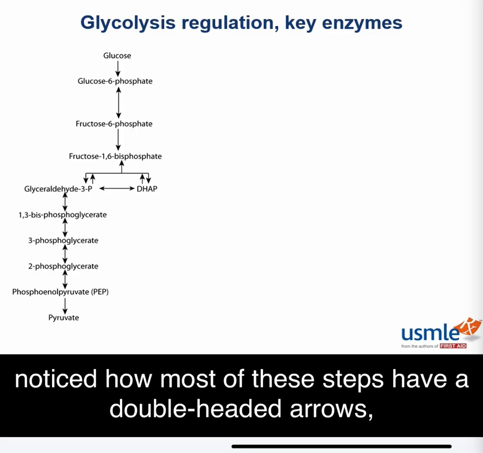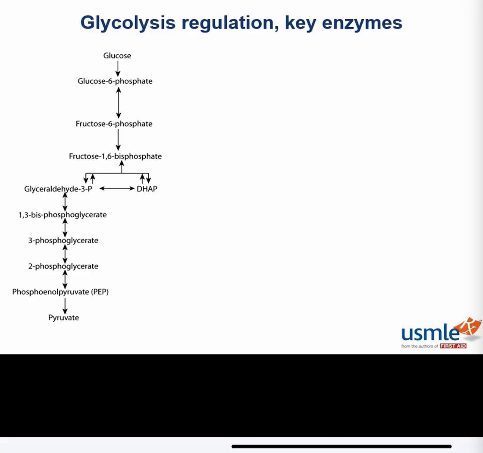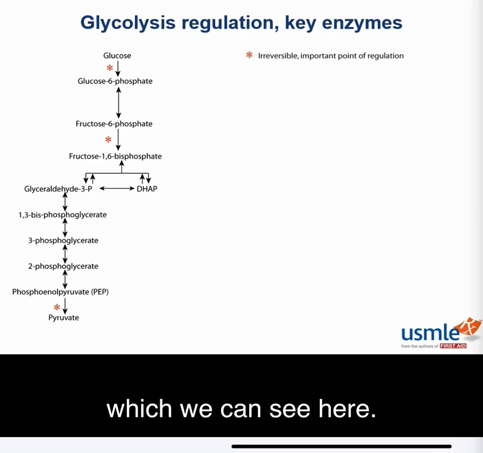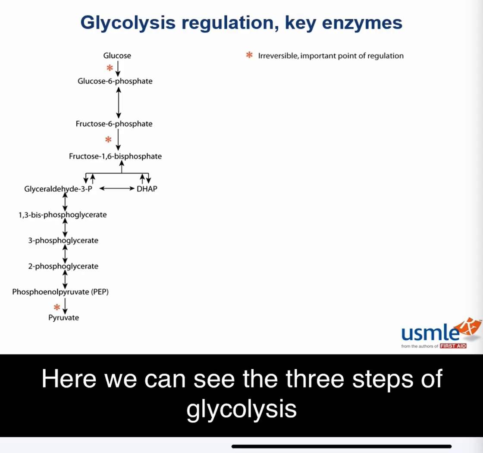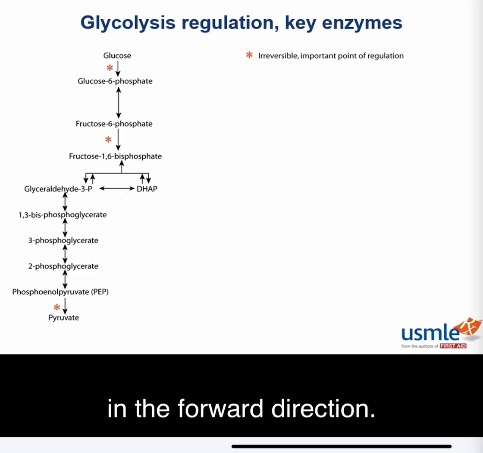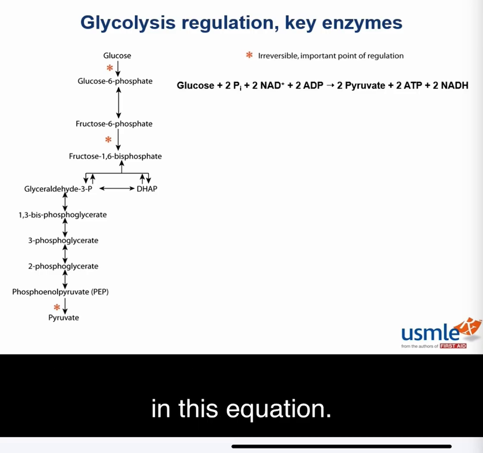Notice how most of these steps have double-headed arrows, meaning that they can occur in either the forward or backward direction. Now what we're going to focus on are the unidirectional arrows, which we can see here. Here we can see the 3 steps of glycolysis that are irreversible, meaning that they only occur in the forward direction. And the net reaction of glycolysis can be shown in this equation.